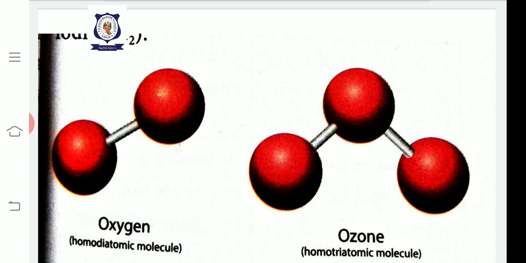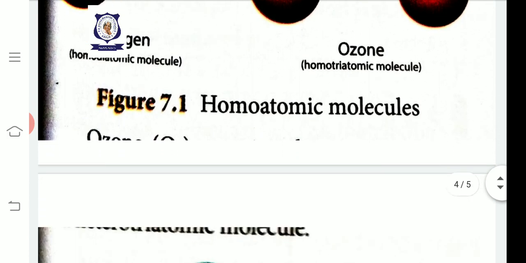See here another picture, ozone. There are three oxygen atoms present in it. They combine together to form an ozone molecule. So it is also a homotriatomic molecule. Homotriatomic molecule. Like this.